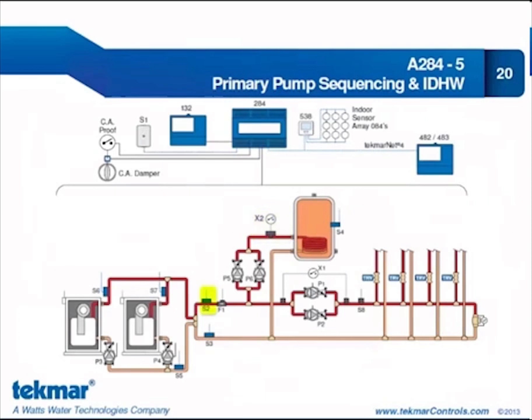Again, in our system, we have a boiler supply sensor, boiler return sensor, a boiler inlet sensor, and a boiler outlet sensor on each of our two boilers. We are also controlling a combustion air damper, and combustion air proof is coming back to the 284. You can also see we have connected to a gateway 482 or 483, depending on whether we want remote access and monitoring capability, or whether we want to integrate with the home automation system. Lastly, we have an outdoor sensor so that we can provide outdoor temperature reset for those space heating zones.